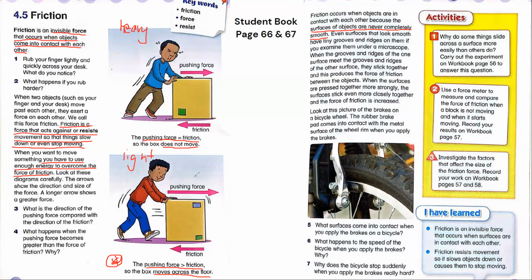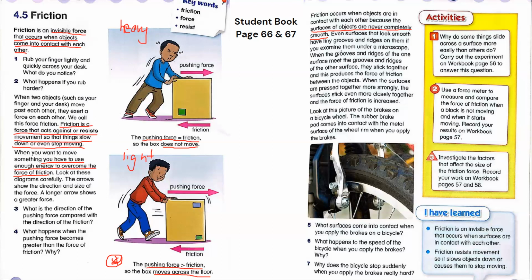Even surfaces that look smooth have tiny grooves and ridges on them if you examine them under a microscope. No matter how smooth a surface looks, for example white tiles, have you all come across those in the bathroom? They look smooth, but when you put them under the microscope, you can still see holes and small particles, so they do not have a smooth surface.